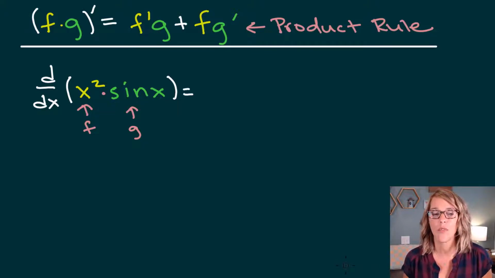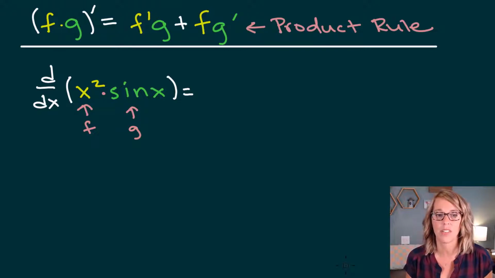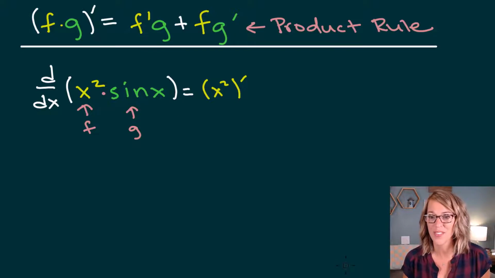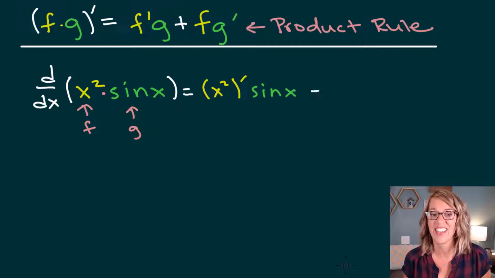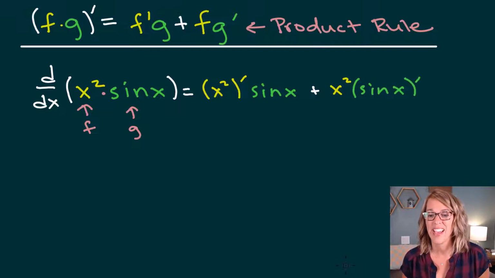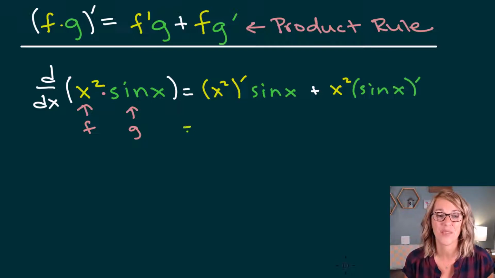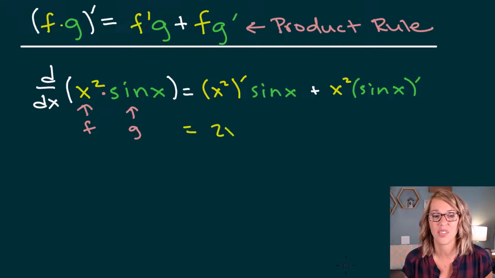So as I work through the formula, I'm going to take the derivative of x squared first. And I'm actually going to write this out so that you can see exactly what I've done. So it's going to be the derivative of the first times the second with no changes. So times sine x. And then I want that plus sign, and then I'm going to switch the order. So it's going to be the first one, no changes, times the derivative of the second, so sine x prime.